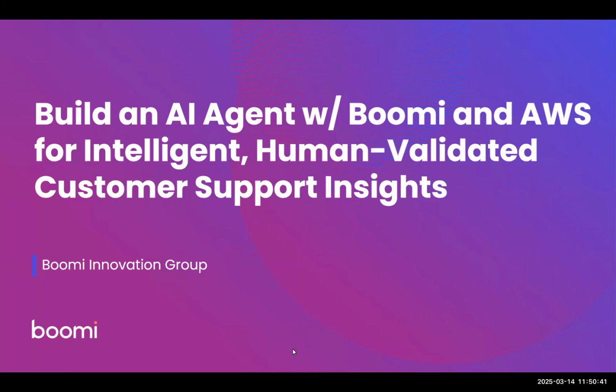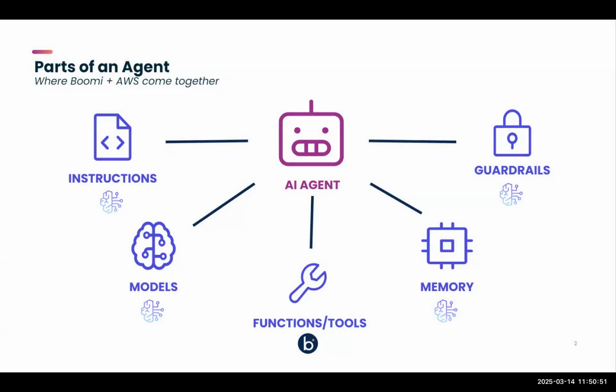Today I'm going to walk you through how to build an AI agent with Boomi and AWS for intelligent, human-validated customer support insights. So first, let's talk about the parts of an agent. An AI agent comes with instructions, access to models, the ability to leverage functions and tools, memory, and guardrails. For this particular build, I'm showing here underneath each of these parts what we're using for that particular function.